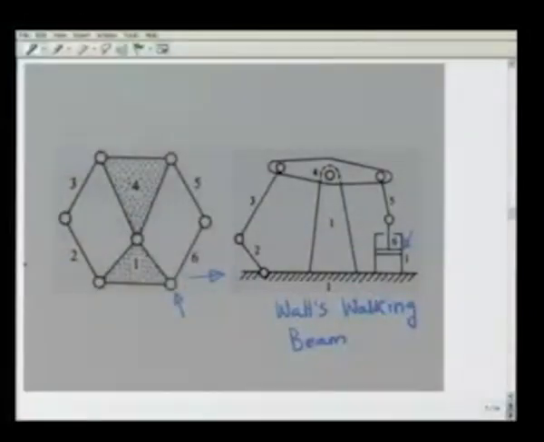So here, as we see, this great beam, that is link 4, is connected to the ternary link directly by this revolute pair. So this is another type of Watt's mechanism which is possible to get by kinematic inversion from a Watt's chain.